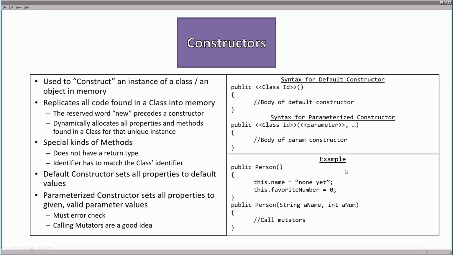Looking at our running example, as you can see, we create a default constructor for this person. There's no parameters here, and we set this dot name to none yet, and this dot favorite number to 0. Now down here is the parameterized constructor, and as you can see right here, there's a comment that says call the mutators. We haven't discussed mutators yet, but what we would do is fill in this part right here, calling the mutators, thus checking each one of these values and setting it if it is valid.